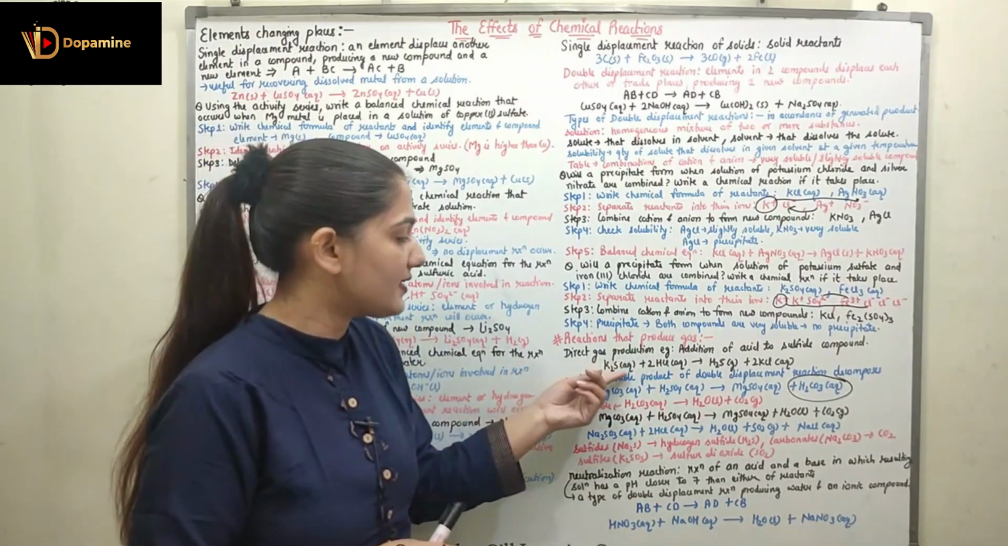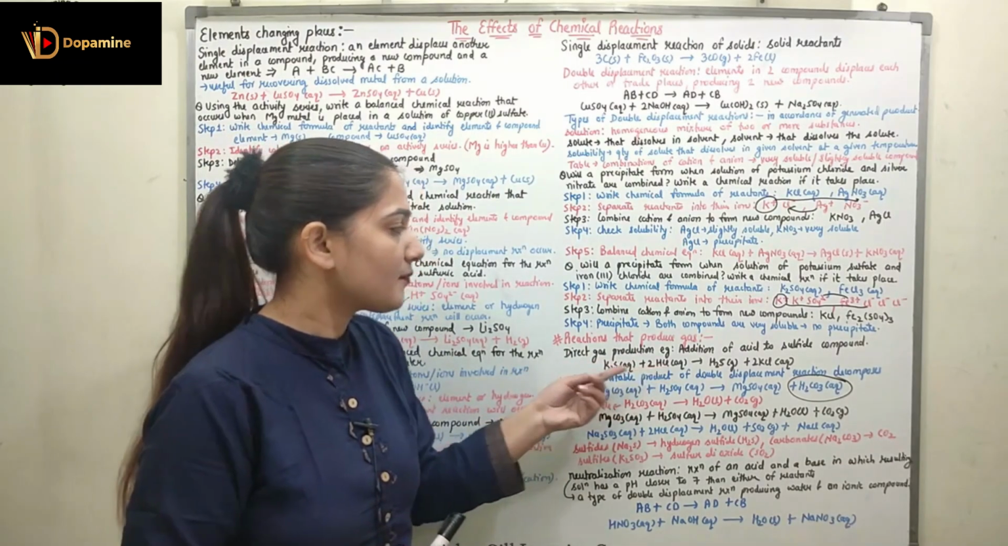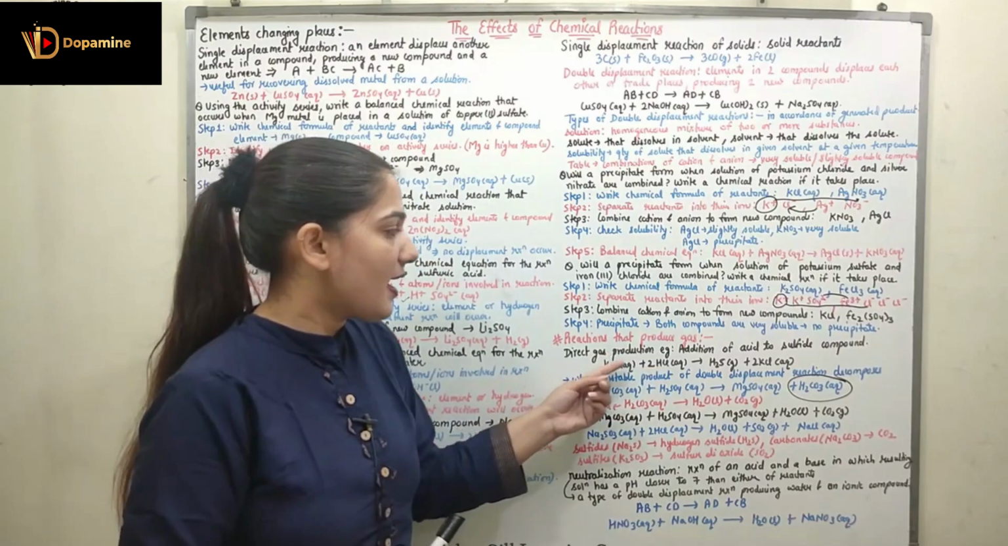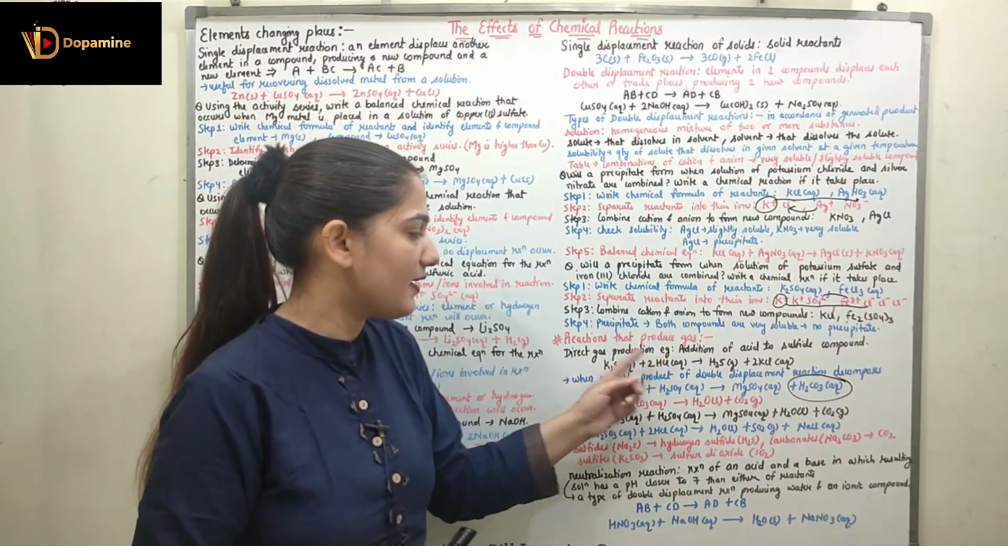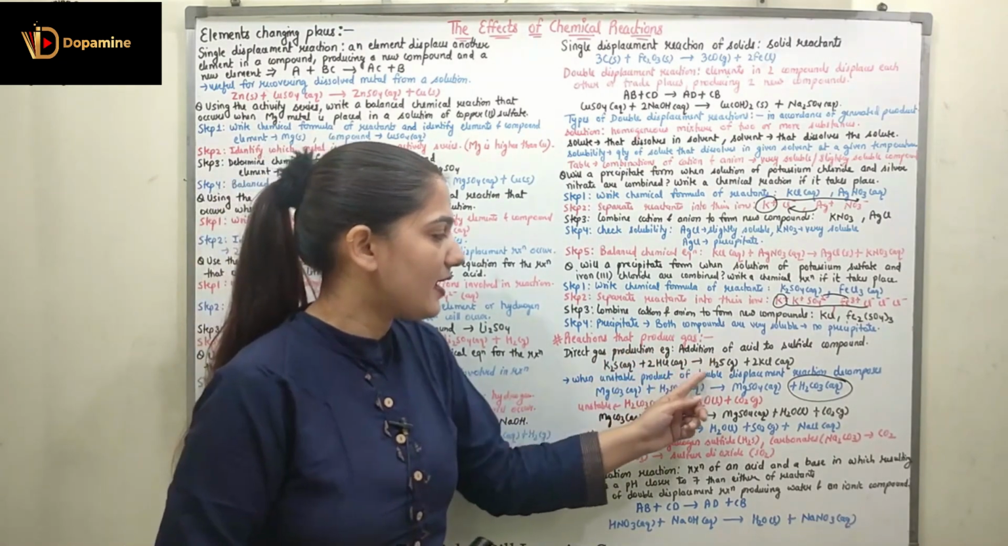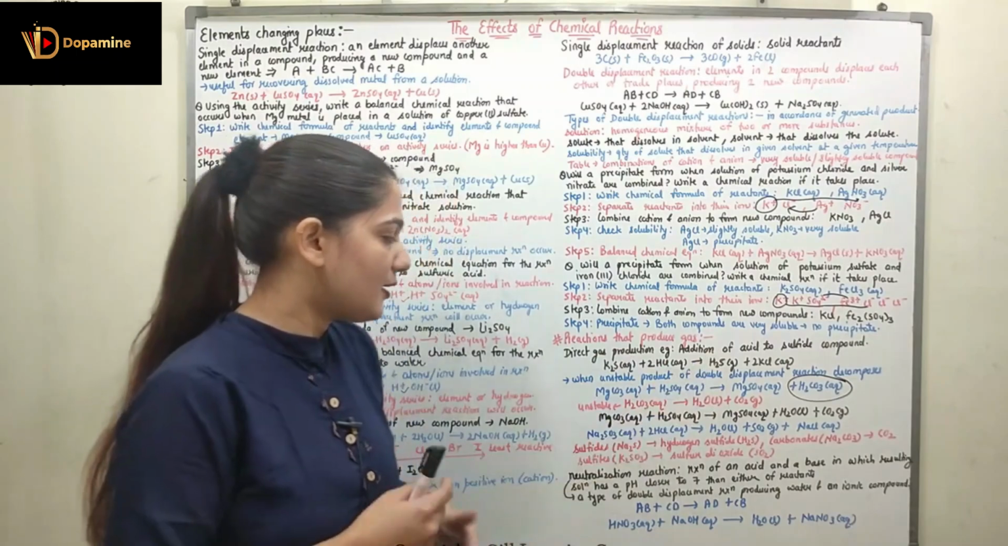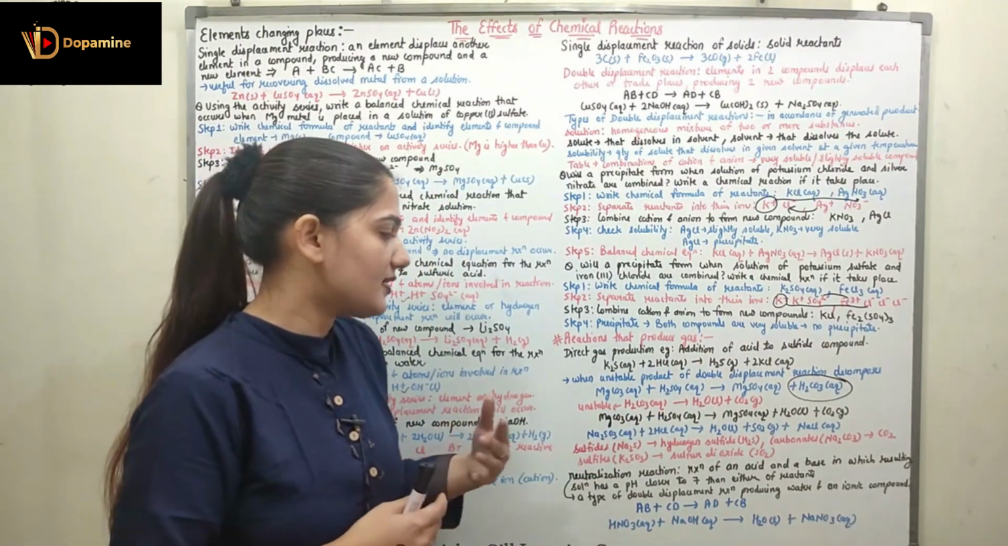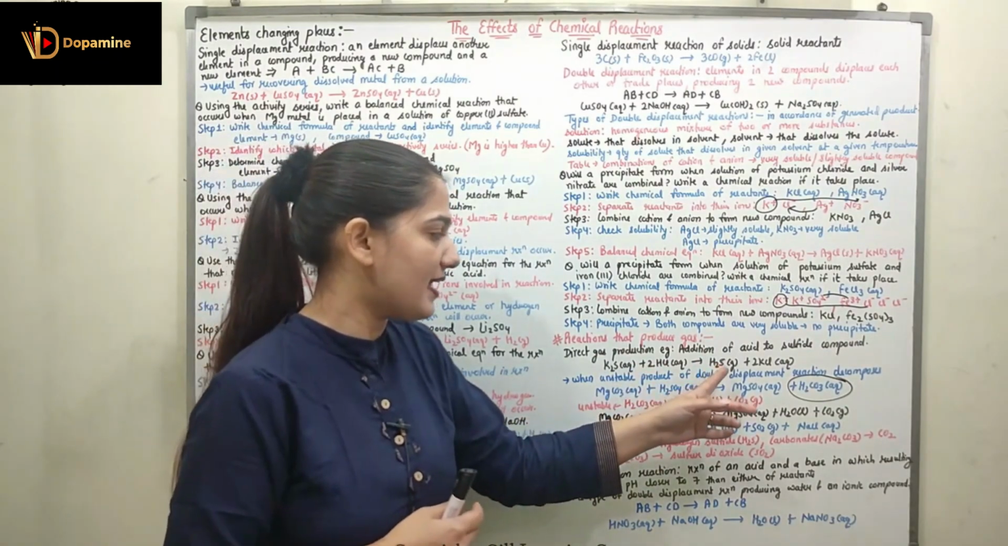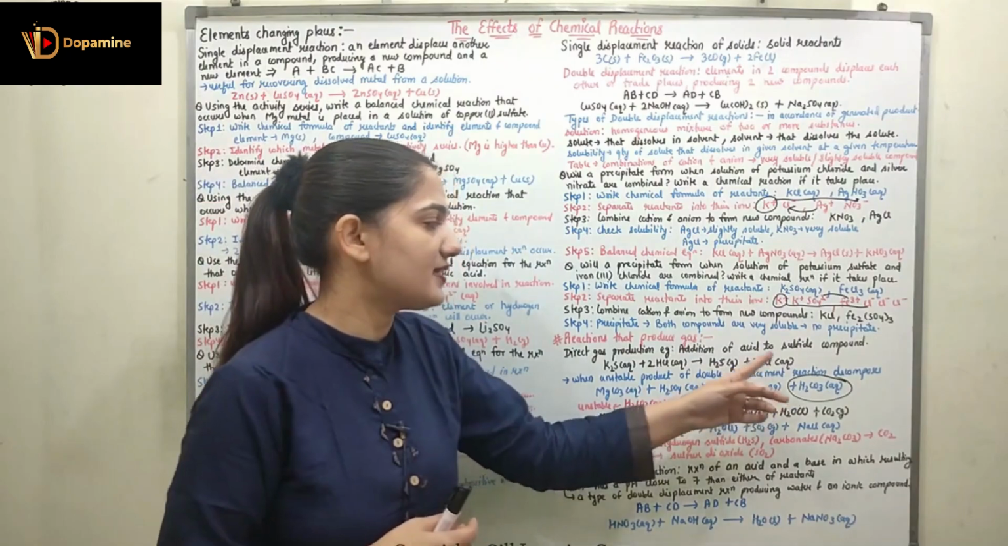We have K2S aqueous plus 2HCl. K2S is a sulfide and HCl is an acid. When these two are combined, we form H2S. Right? Here H2S is my hydrogen sulfide gas, and we also form KCl in the aqueous form.